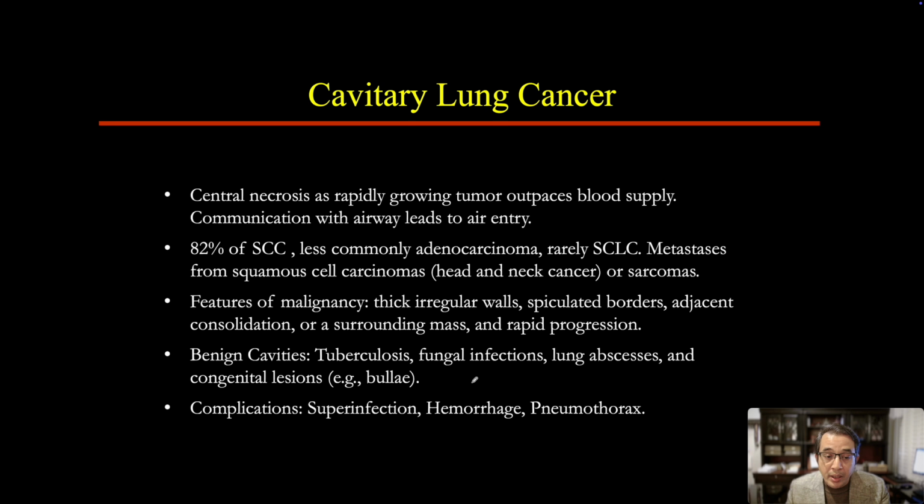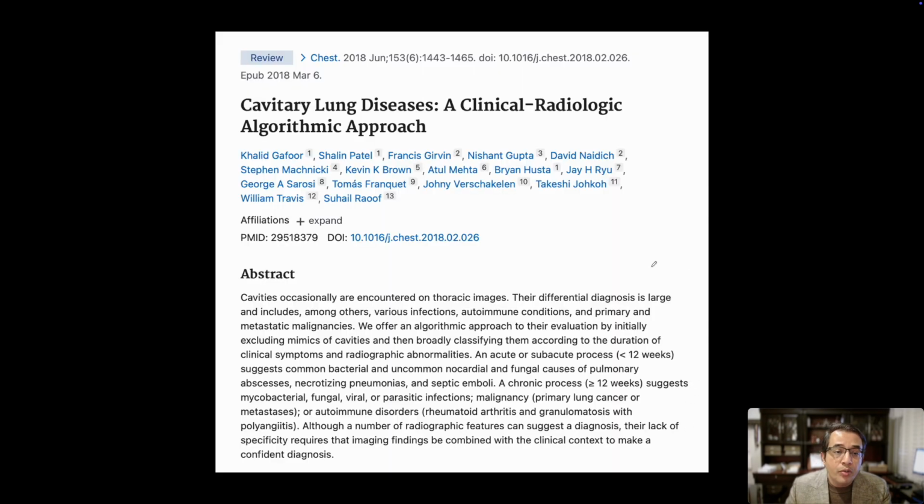The features of malignancies include thick irregular walls, spiculated borders, adjacent consolidation or a surrounding mass, and rapid progression of these lesions. Benign cavities can be seen with tuberculosis, fungal infections, lung abscesses, and some congenital lesions. Complications include superinfection, there can be hemorrhage inside, and if it communicates or invades the pleural space, there can be pneumothorax. This is a great review article on cavitary lung diseases, a clinical, radiologic, algorithmic approach.